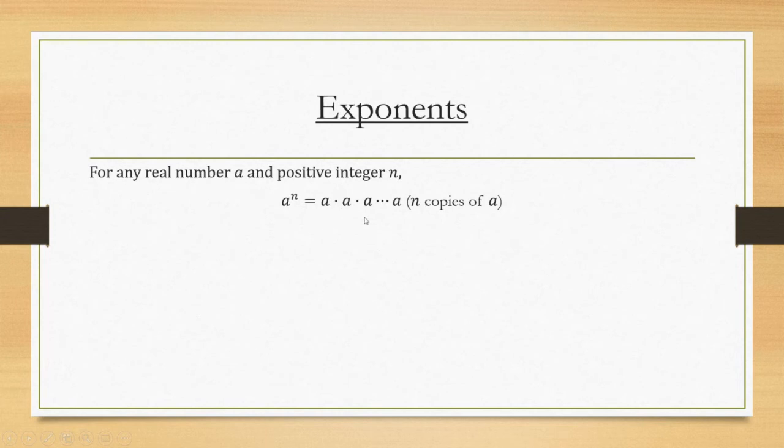In other words, we're going to get n copies of a, and we multiply them together. In particular, when n is 1, we have this. So a to the 1 is just the number itself. A to the n, you're multiplying a by itself n times. So that's just what happens with exponents.